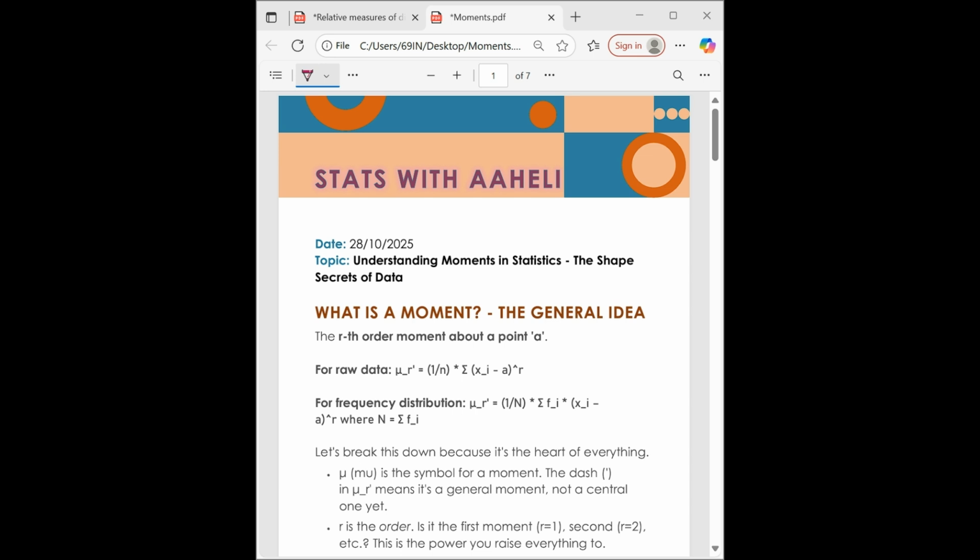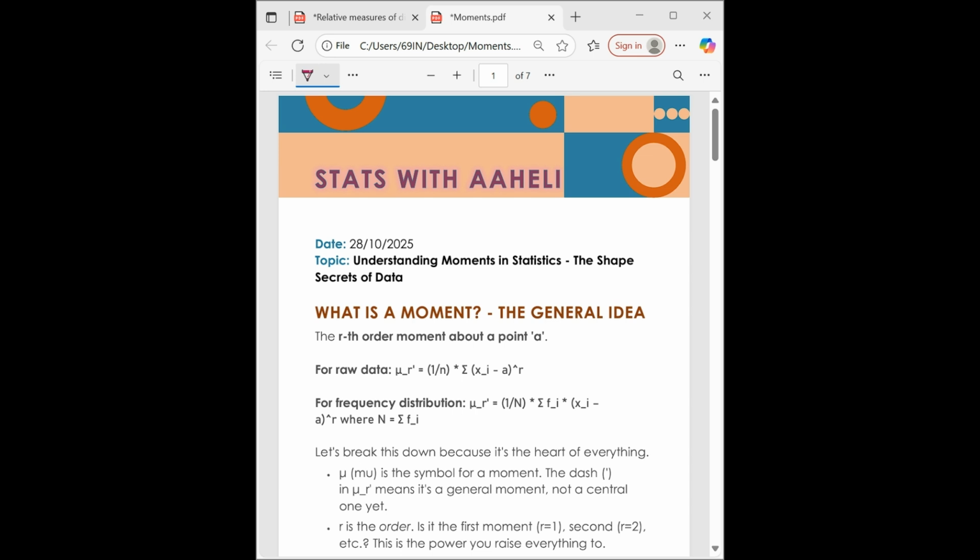Moments are that family, and they are the secret tools that tell us everything about the shape of our data: where its center is, how spread out it is, how lopsided it is, and even how sharp or flat its peak is. Stick with me because by the end of this video, you will not only understand what moments are, you will see how they all fit together to paint a complete picture of your dataset. Let's get started. First things first, what exactly is a moment?